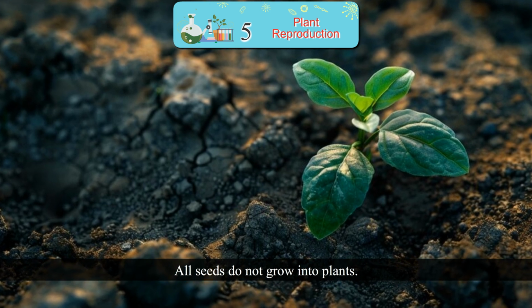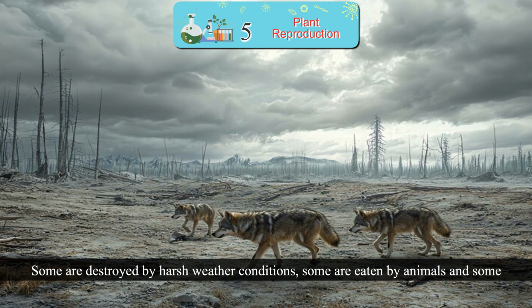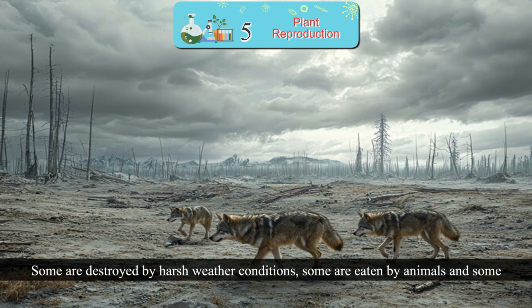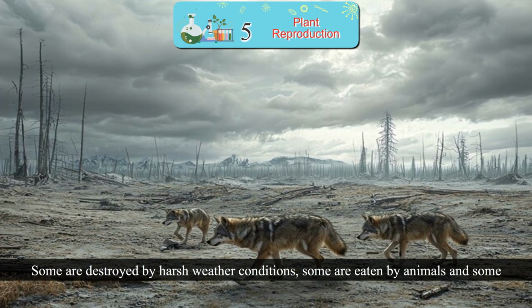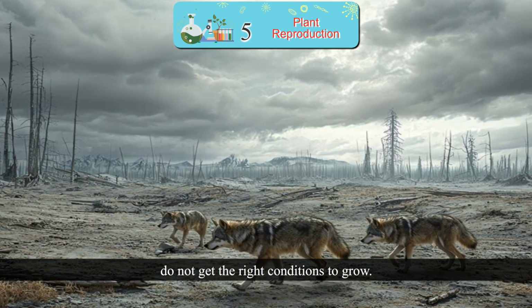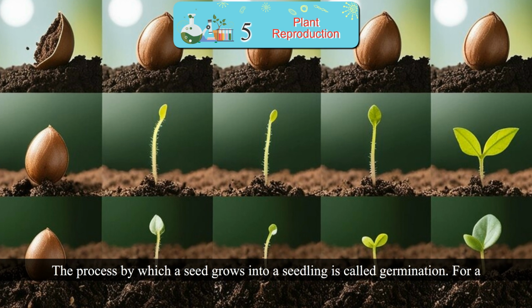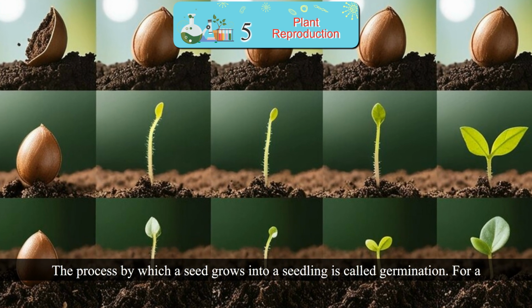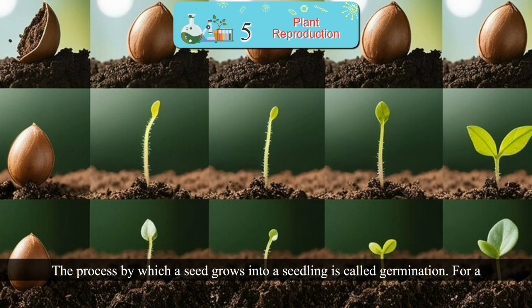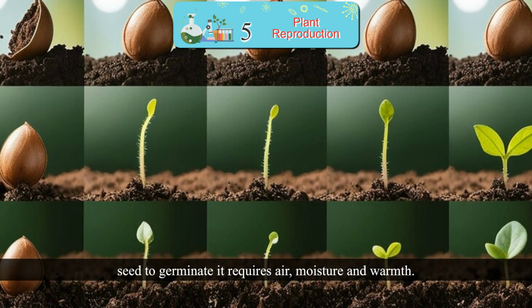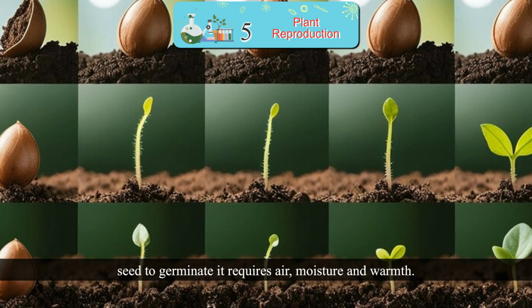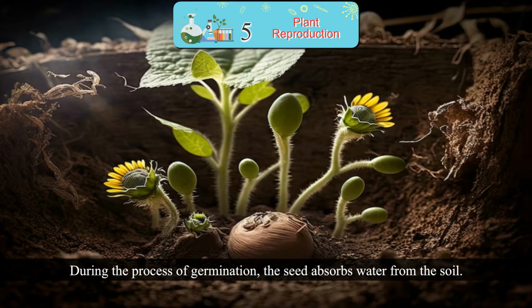All seeds do not grow into plants. Some are destroyed by harsh weather conditions, some are eaten by animals, and some do not get the right conditions to grow. The process by which a seed grows into a seedling is called germination. For a seed to germinate, it requires air, moisture, and warmth.